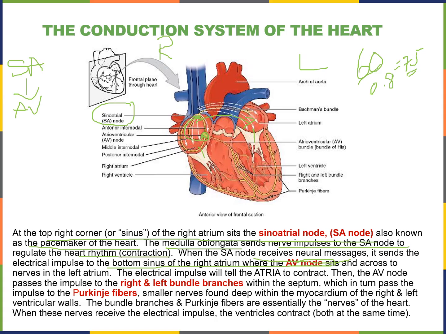And so from the AV node, where does it go next? Well, remember that wall that was separating the right from the left? So this is right, this is left, and here is the wall between the two. So between these two, the message goes to the atrioventricular node and into what are called the right and left bundle branches. So you see the yellow line going there, and then into something called Purkinje fibers.